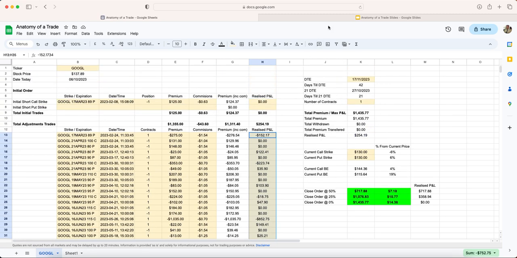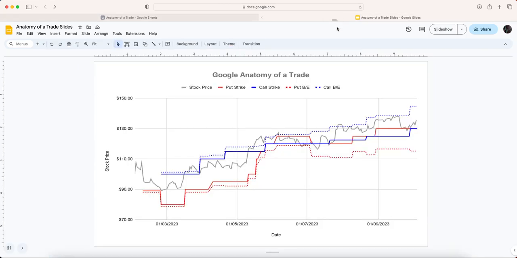Now, the bit I want to show you guys is how this looks visually on the chart over time since the beginning. There are a lot of lines here. The gray line is Google's price, and you can see Google has basically been going up. Originally, I sold a put at the beginning. If I didn't do anything, the put would have just expired worthless and I wouldn't be in this situation, but that's all good. Let's not worry about that.